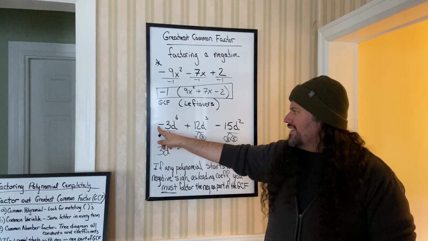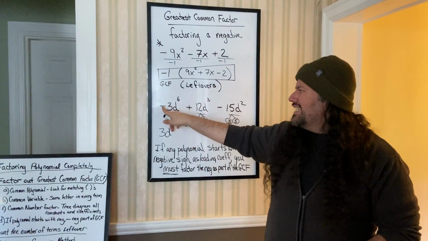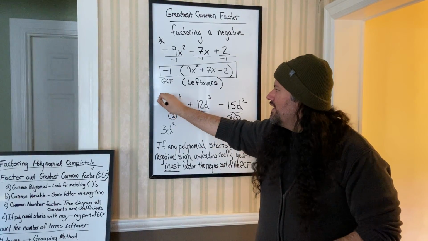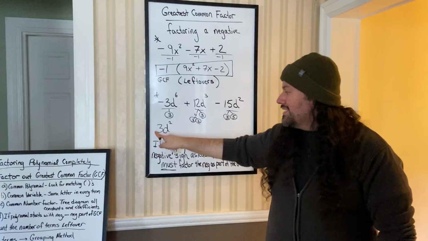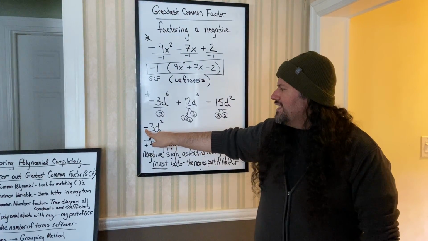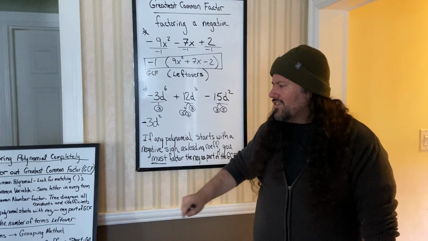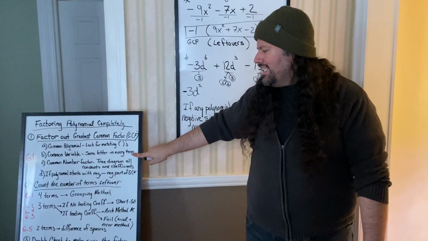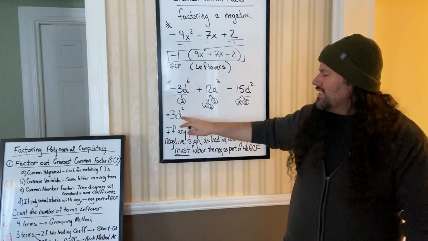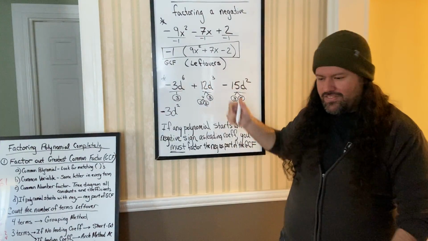Does this start with a negative sign? I don't care about this or this. Does the leading term, the leading coefficient, start with a negative? If it does, you must make it part of the GCF. So our GCF is not only d squared, but the 3 and the negative. So here we found B, C, and D. Remember, just because you found your GCF, we still need to find our leftovers.